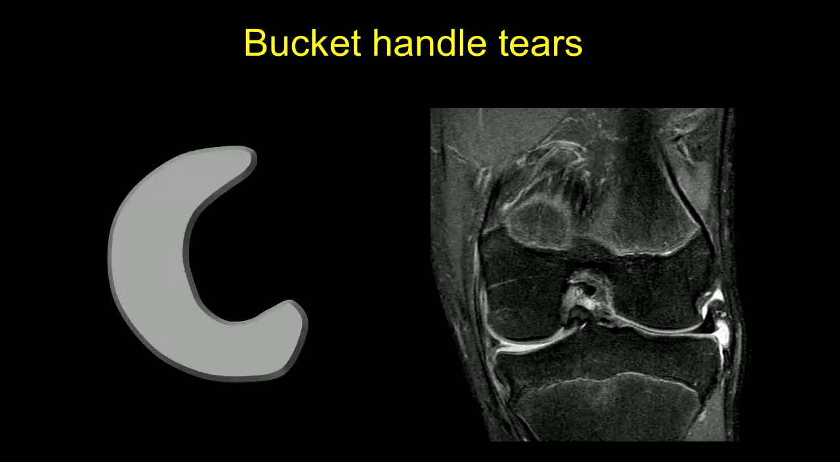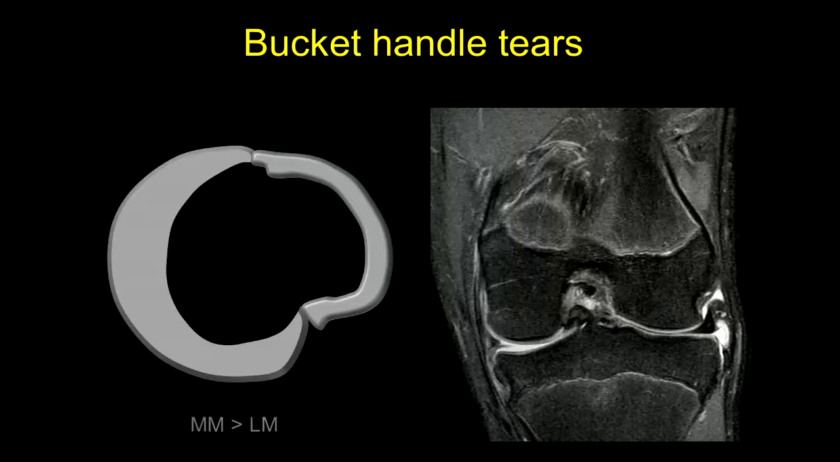Other tears that we can encounter are bucket handle tears, where you get a longitudinal vertical tear and a large flap displaces into the intercondylar notch. These are most commonly seen in the medial meniscus, but can also occur in the lateral meniscus.